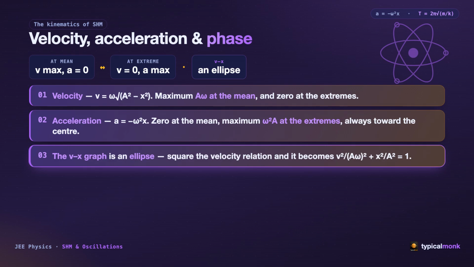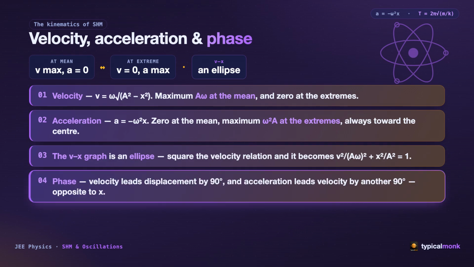And the velocity displacement graph is an ellipse. Squaring the velocity relation, it becomes v squared over omega squared A squared plus x squared over A squared equals 1, a tidy ellipse. And the phase, the velocity leads the displacement by 90 degrees, and the acceleration leads the velocity by a further 90, which puts it exactly opposite to the displacement.